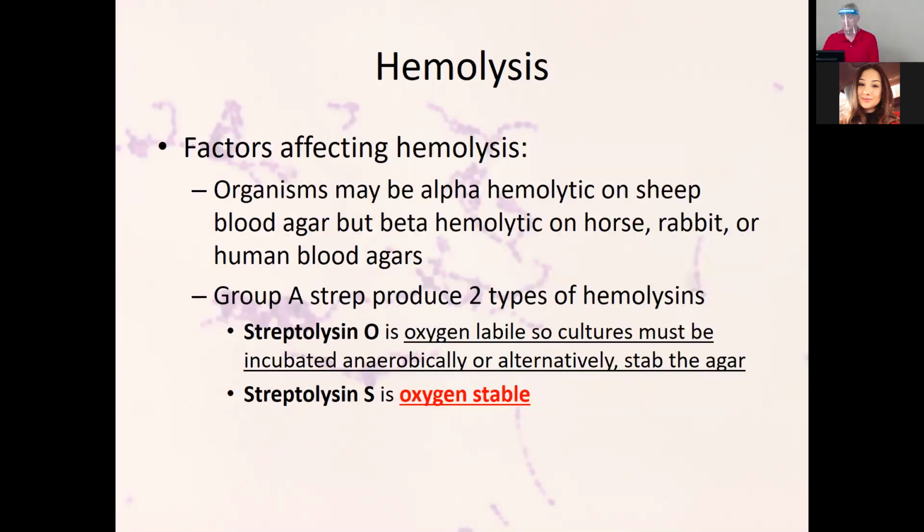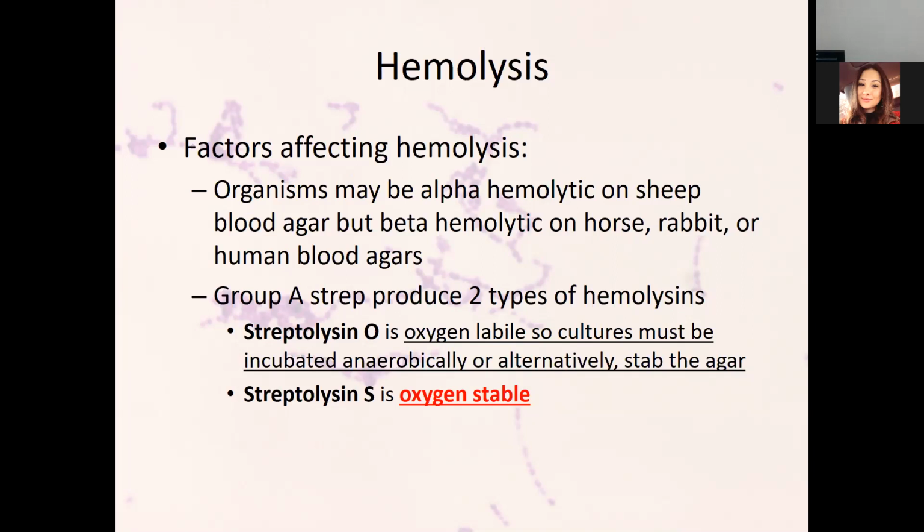All right. So what does factor into the hemolysis, right? Organisms may be alpha hemolytic on sheep blood, just to confuse you more, right? But beta hemolytic on horse, rabbit, or human blood. So we need to do what next week when we look at the lab? We need to make sure what is in our TSA, our tryptic soy agar with blood. What blood is there? Is it sheep? Is it horse? Is it rabbit? And I don't think it would ever be human. But it wouldn't hurt to check, right?